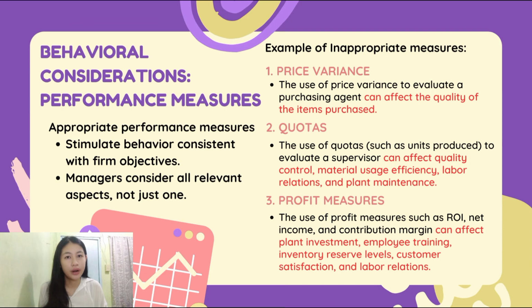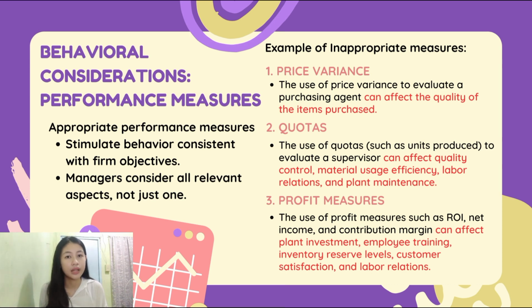And last behavioral consideration is the performance measures. So there should be appropriate performance measure which should stipulate the behavior consistent with organization objectives. And the manager should consider all relevant aspects, not just one. So, kailan nga ba natin nagagawa yung inappropriate performance measure? Ano yung epekto nito? What will happen is that the report can have the opposite effect in organizational objectives.